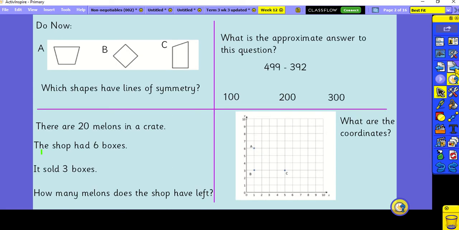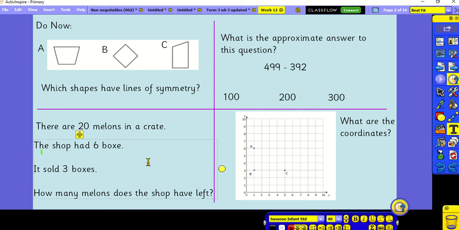Okay, here are your starter questions. Which shapes have lines of symmetry? What is the approximate answer to this question? Approximate means the same as estimate. There are 20 melons in a crate. The shop had 6 boxes or 6 crates. It sold 3 crates. How many melons does the shop have left? And question number 4, what are coordinates A, B and C? Okay, pause the video. Off you go, please.